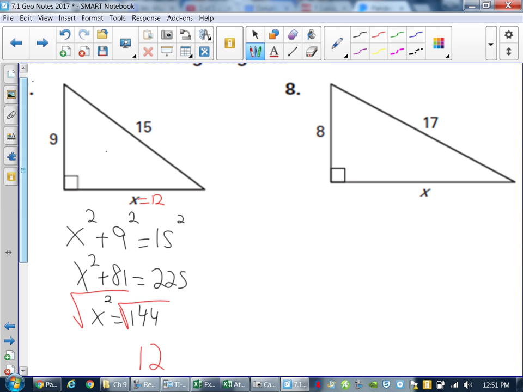So you get 12. Well, do the same thing on the other one. What do you get? 15. Very good. When you do the other one, you have 8 squared plus x squared is 17 squared. Does it matter where the 8 and the x go? Would it be either one? Doesn't matter. You do the same basic idea. You take the x squared, it's going to equal, right?